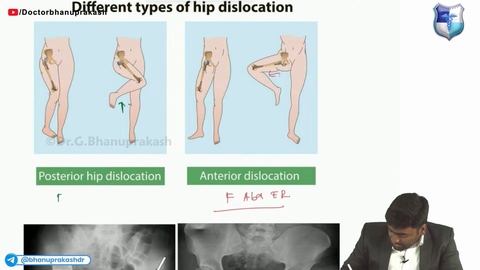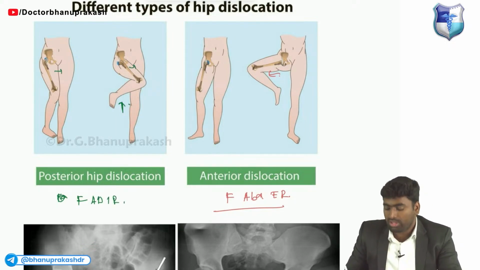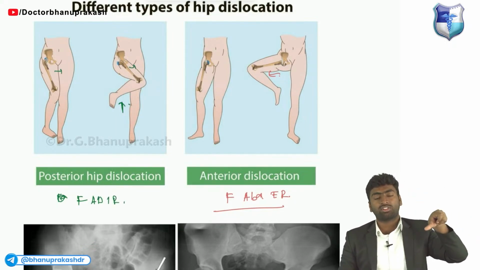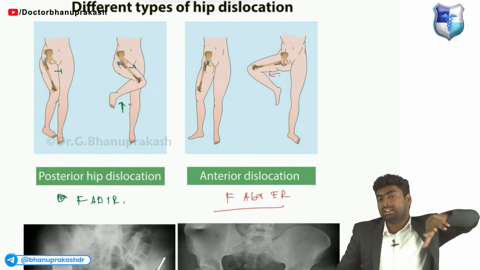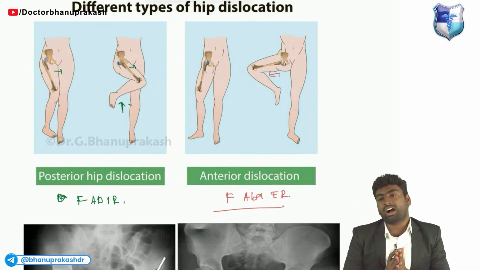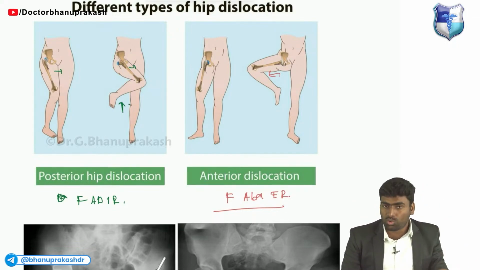Flexion, along with, because of the dislocation, adduction. Now here it is adducted. So adduction and internal rotation. Just remember that abduction and external rotation is for all the anterior dislocations, either shoulder or hip. Remember this much and the work will be done.